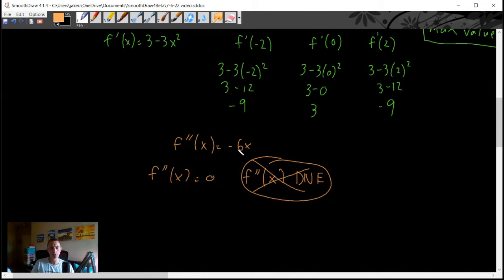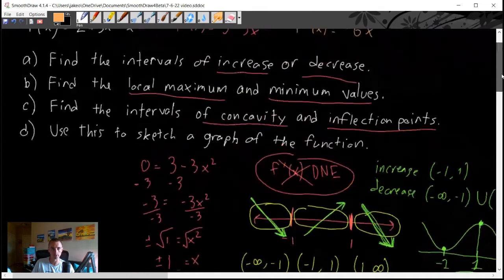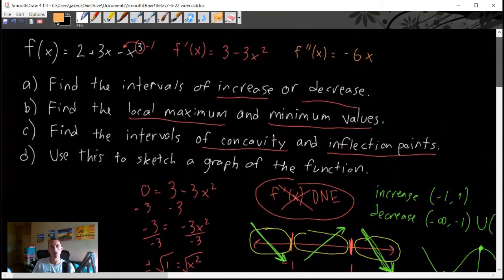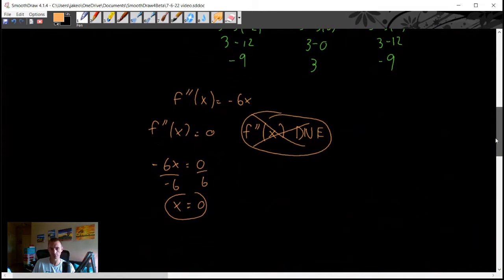Okay, so to do that, what we would have to do is take our second derivative, set it equal to 0 and solve for x. In this case, it's going to be pretty straightforward. If we divide both sides by negative 6, we just get x equals 0 is our only inflection point. So that's part of part C right there. Our inflection point is x equals 0.